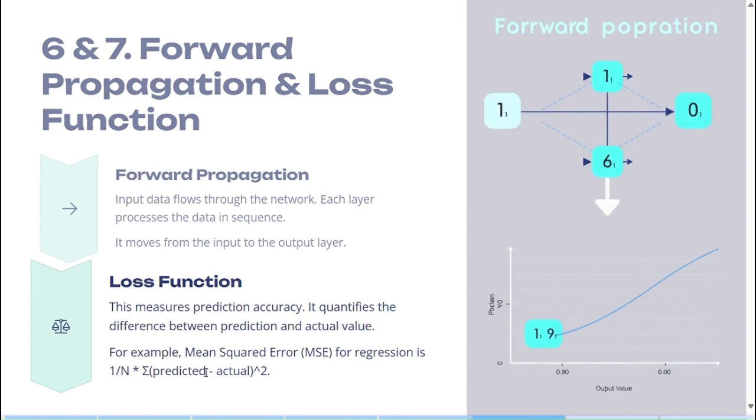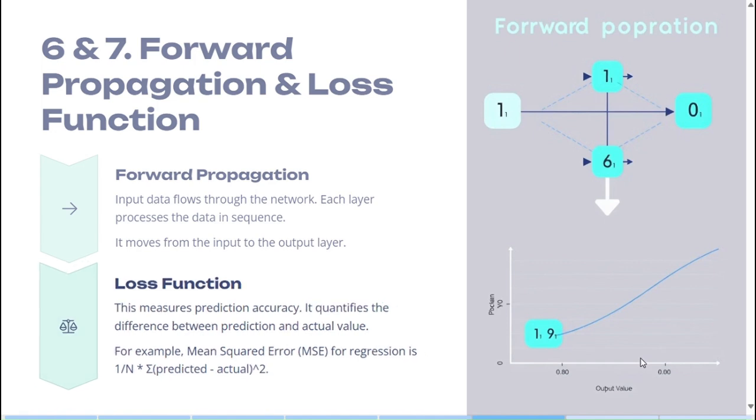Next, loss function. The loss function measures the error in the network's predictions. It quantifies the difference between the predicted values and the actual values, the ground truth. For example, in regression, a common loss function is mean squared error, that is MSE, which calculates the average squared difference between the predicted and the actual values.